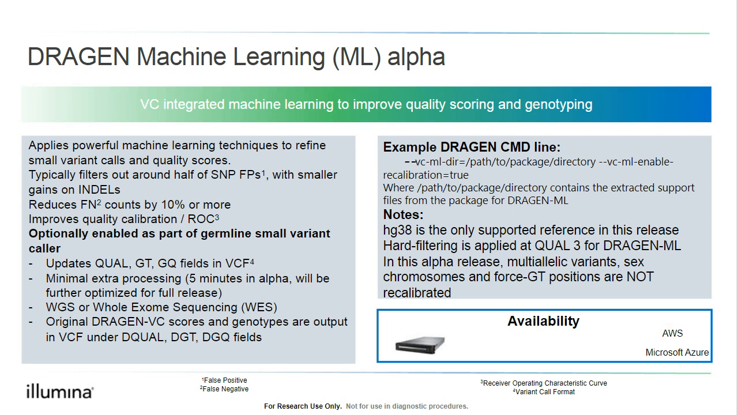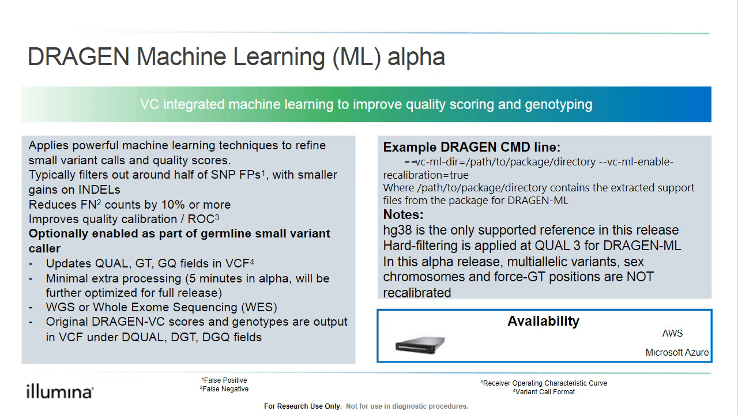But what we are doing is we have integrated a machine learning algorithm or model to improve the quality scoring and genotyping for germline samples. This applies to small variant calls today. It will filter out about half of the SNP false positives with smaller gains on the indel. So the impact we are seeing right now is on SNP false positives, but there is improvement in indels as well. We are also seeing that the false negative counts have reduced by about 10%.